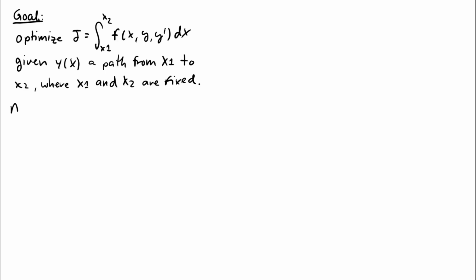We will start by assuming that there is indeed a function y of x such that we can travel from point 1 to point 2 in a continuous and smooth way. Y of x is continuous and differentiable.